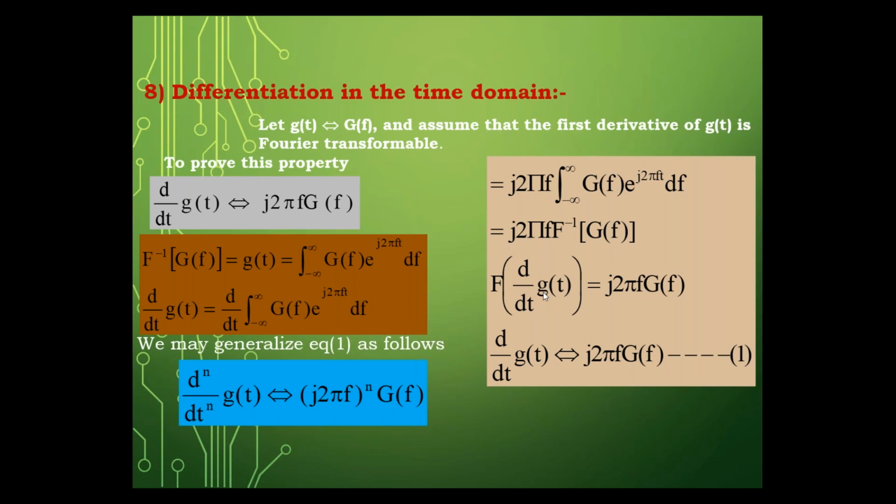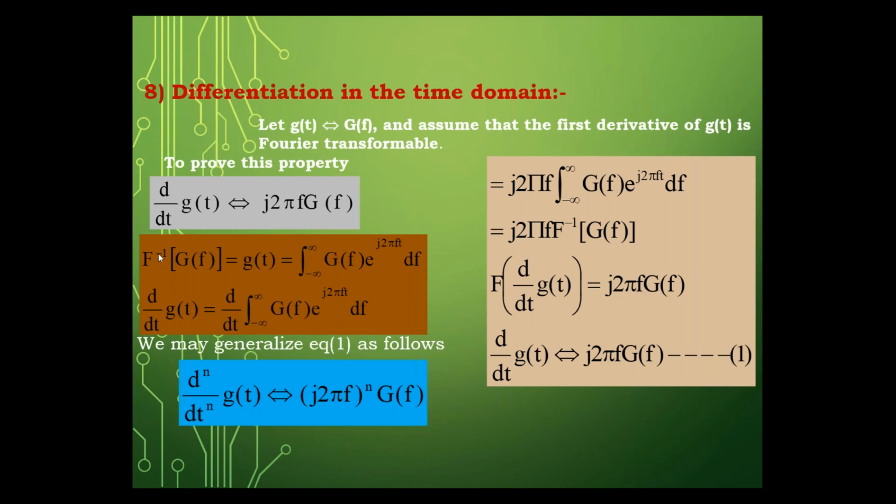So now please try to understand. Now you take this inverse to the other side. Since you have d by dt of g of t, when you take the inverse to the other side, it becomes the Fourier transform of d by dt of g of t, which is j2 pi f into G of f.